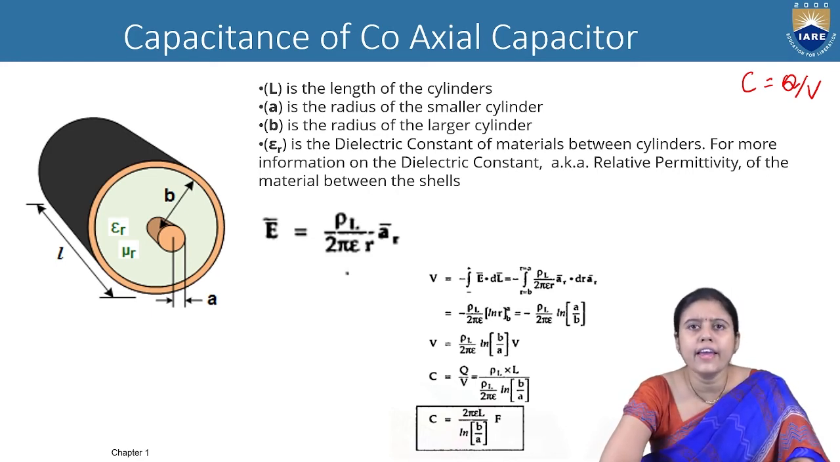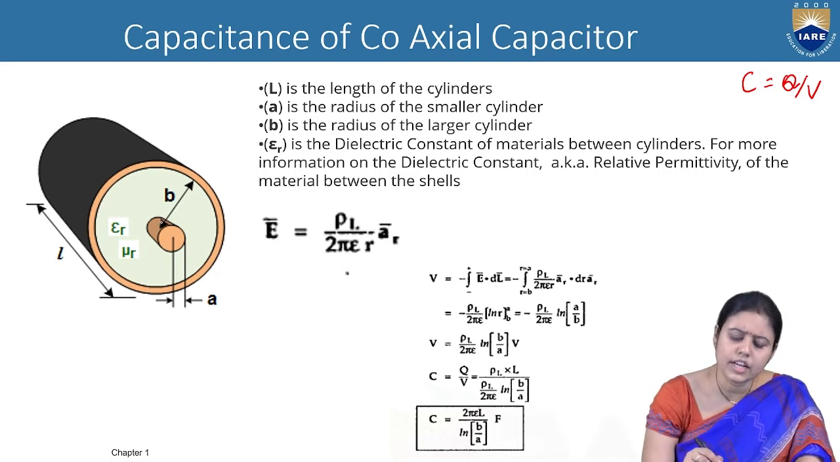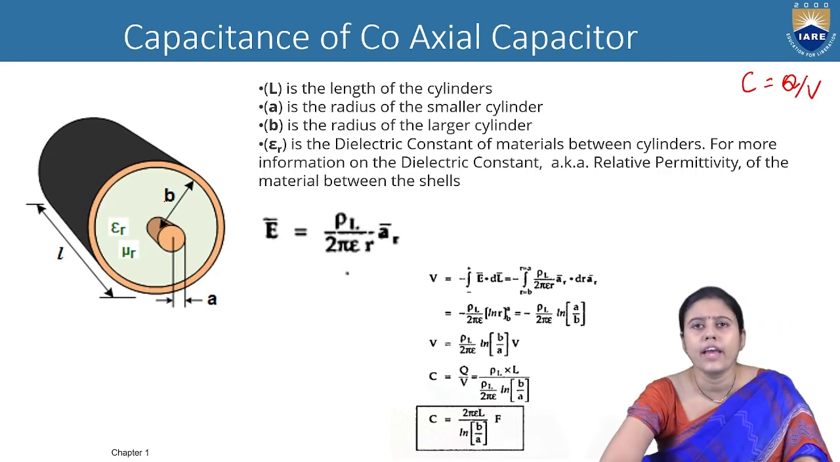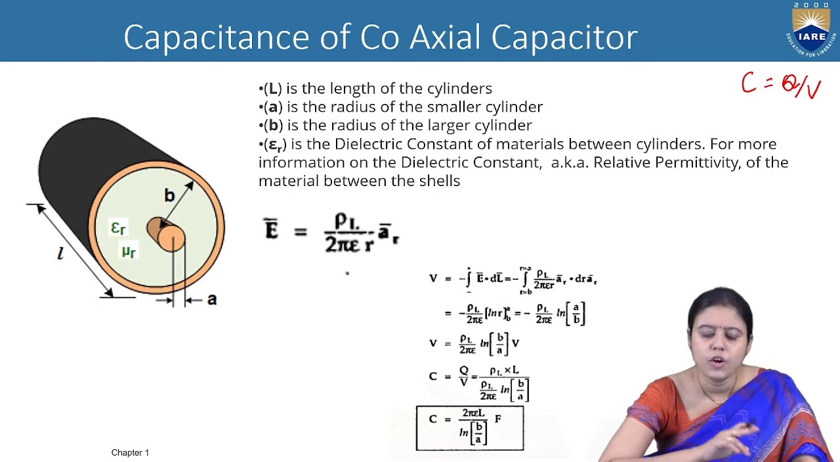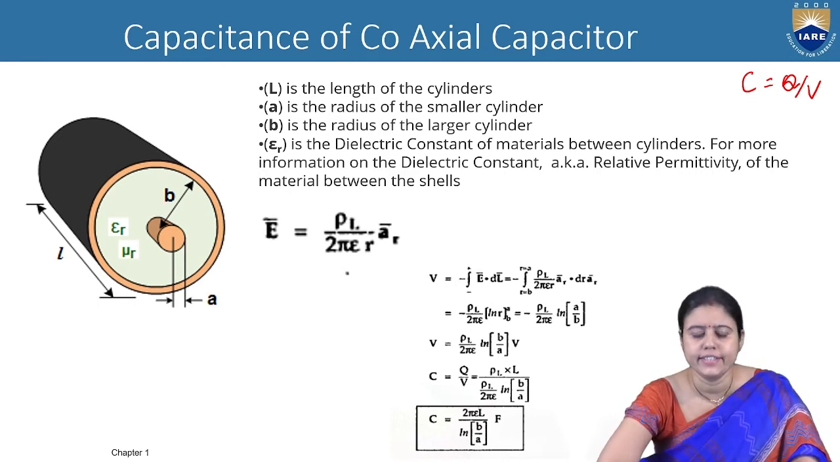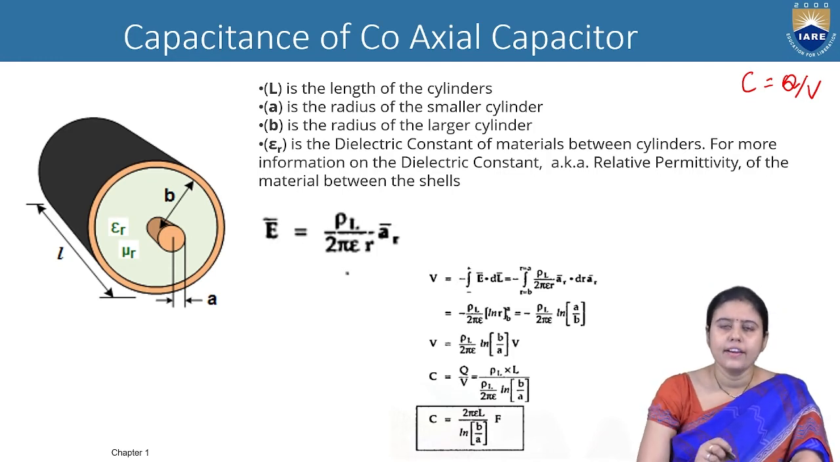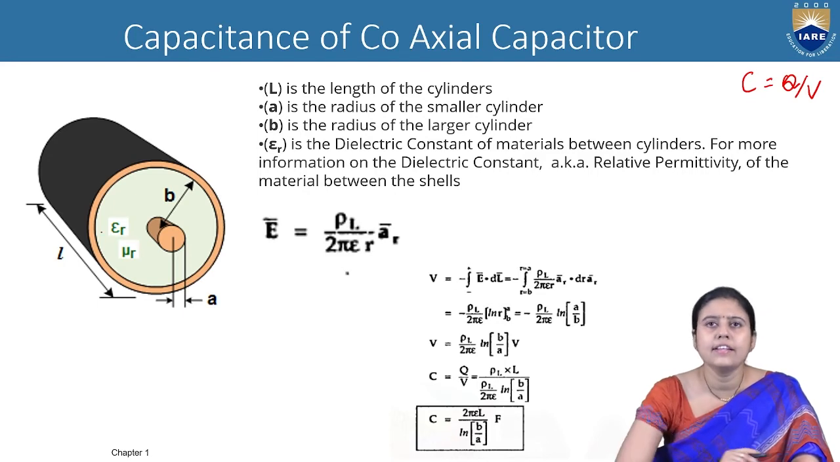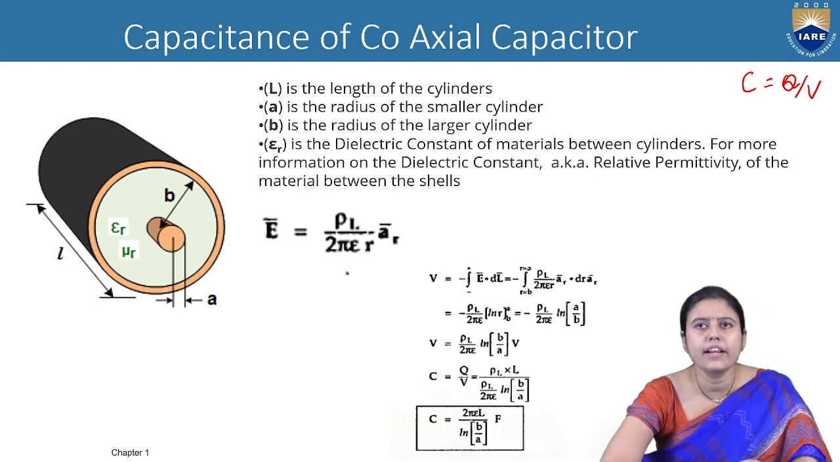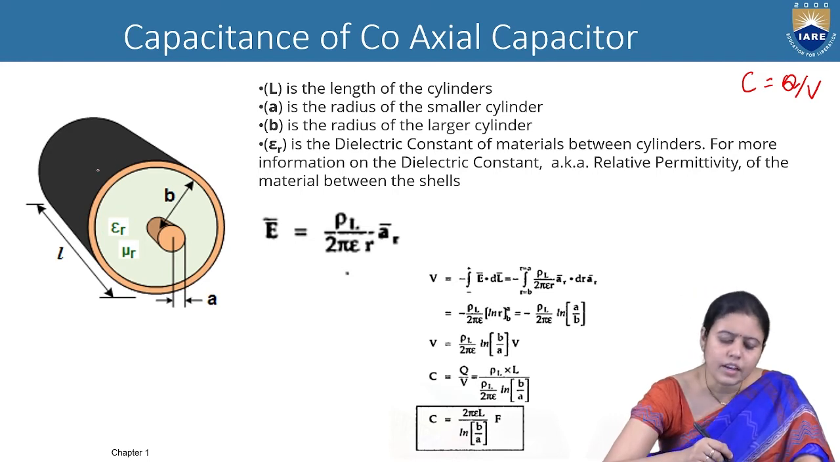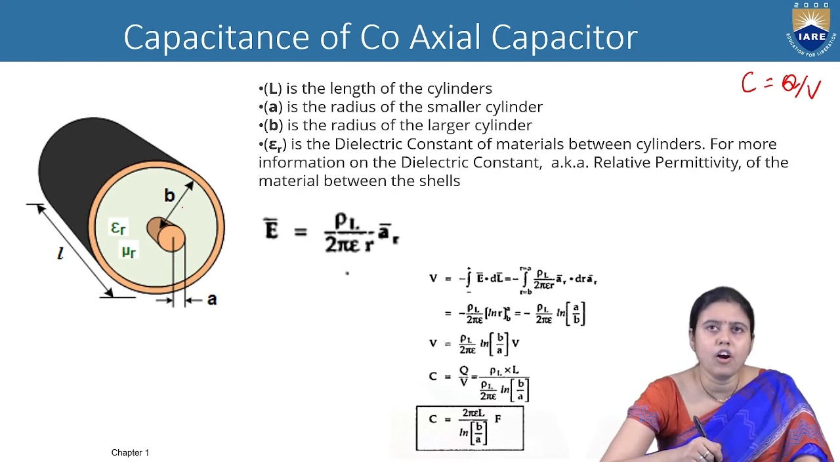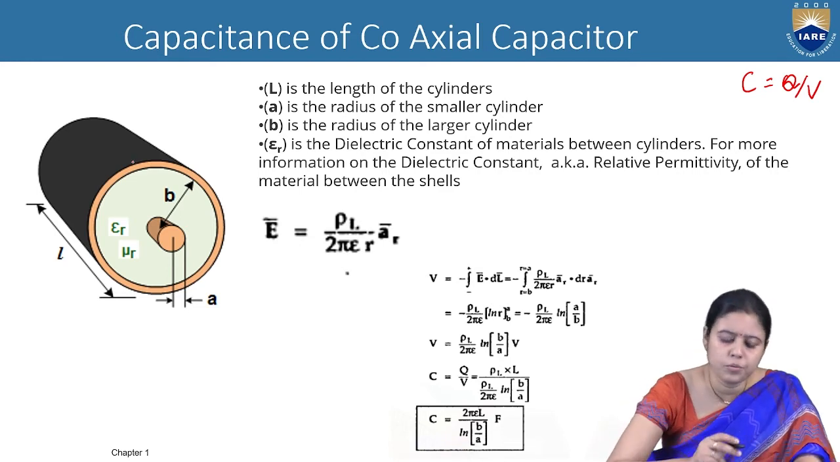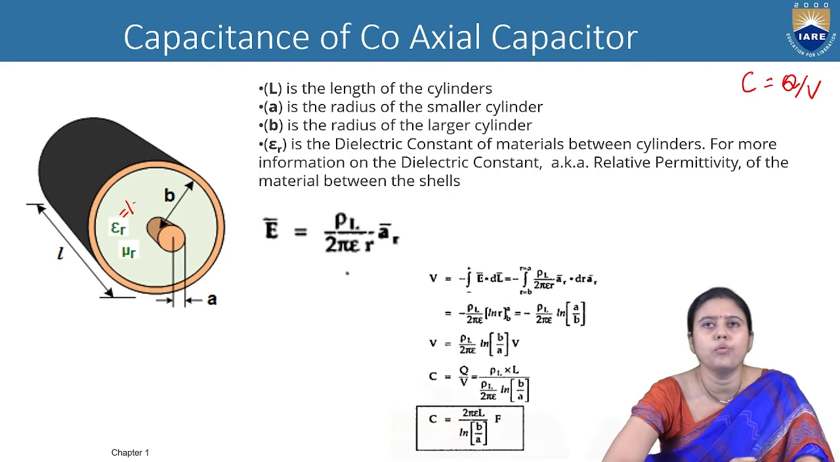What is A? A is the radius of the smaller circle, or the smaller cylinder. So we have two coaxial capacitors. And we are assuming epsilon r. What is epsilon r? Epsilon r is the relative permittivity of the medium. If it is air, we will take epsilon r equal to 1.